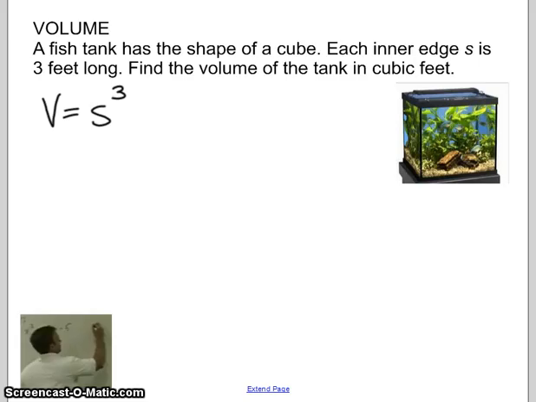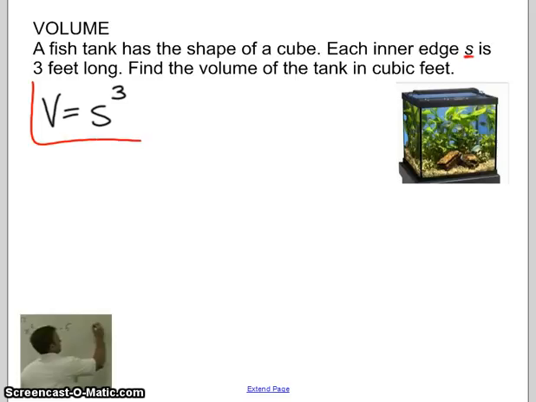Let's look at a word problem. Volume. A fish tank has the shape of a cube. Each inner edge, s, is 3 feet long. Find the volume of the tank in cubic feet. Alright, so s is 3 feet long. So we know s equals 3.